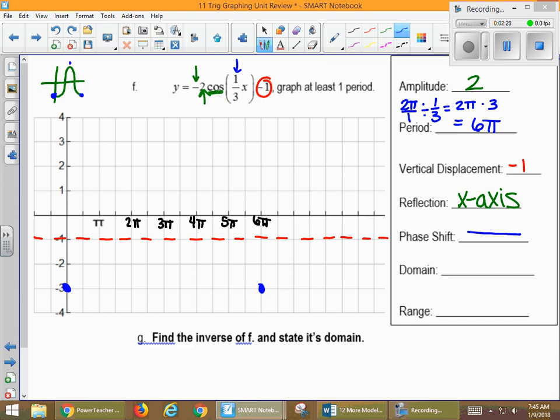Halfway in between, I have that max. So halfway in between is going to be at 3 pi, and I'm going to go up 2 from my midline. Be careful that you're not going up 2 from the x-axis. Just go up 2 from your midline. And halfway in between is where you're going to cross your midline.